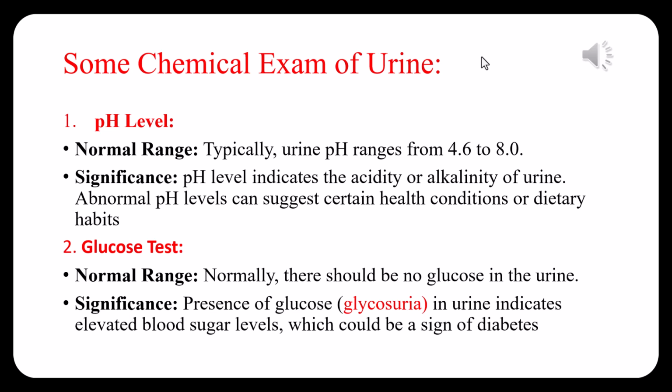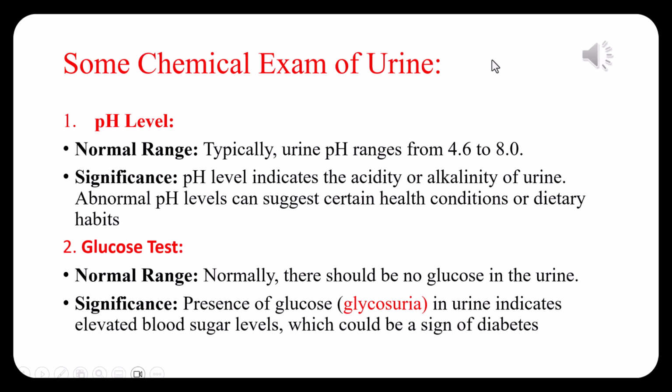While for the glucose test, normally there should be no glucose in the urine. If it is present, what is the significance? The presence of glucose here is very important: glucosuria. If I tell you what glucosuria means, you have to know it is the presence of glucose in the urine. That may indicate an elevated blood sugar level, which could be a sign of diabetes. As you know, if the patient has diabetes, a high level of glucose in the blood may lead to glucose also being present in the urine.